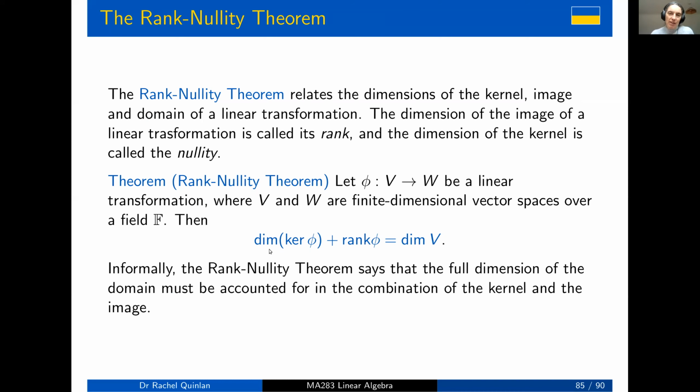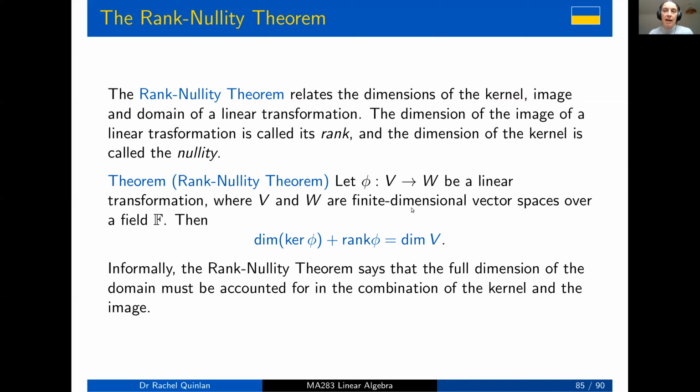Okay, so what the Rank-Nullity Theorem says is that if we have a linear transformation phi from a vector space V to a vector space W, and V and W are finite dimensional, actually we really only need V to be finite dimensional, and phi takes elements of V into elements of W, then the theorem tells us that the dimension of the kernel of phi, which is a subspace of V, plus the dimension of the image of phi, which is a subspace of W, the sum of those two things is the dimension of V.